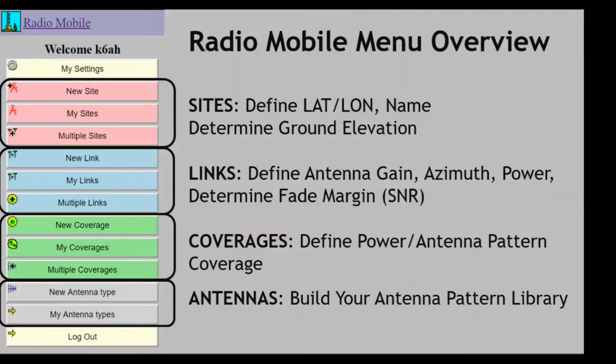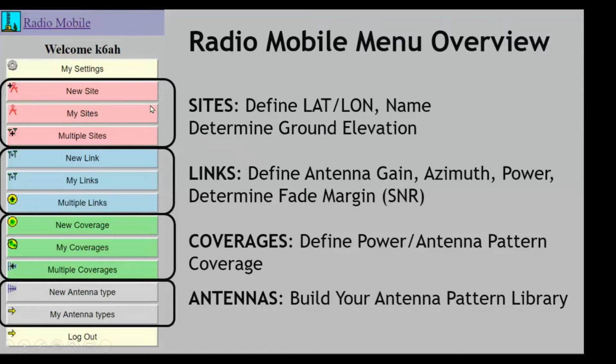Before we get into the actual use of Radio Mobile, I just want to cover the 4 major groups of menu items. They're color-coded for you, so it really isn't difficult to keep them clear in your head. You'll notice that each of the first 3 groups anyway has a new, my, and multiples. So the first group has to do with sites, the next group links, the next group coverages, and each of those has a new, a my, and a multiple. And we'll start using those here in just a minute.